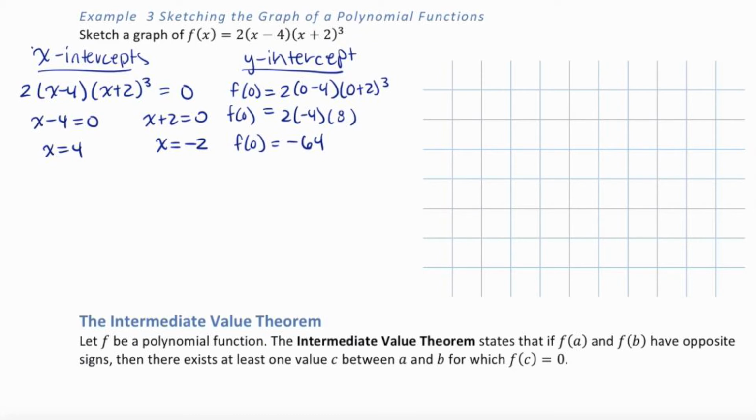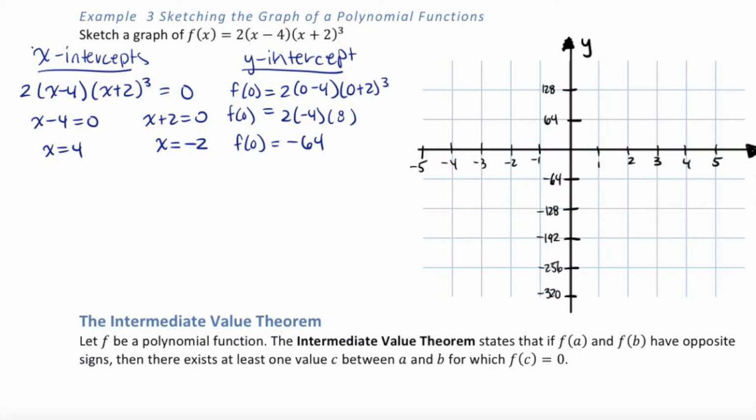So let's start on our sketch. So let's go ahead and sketch out our zeros, or our x-intercepts. This is at (4, 0) and (-2, 0). And our y-intercept is at (0, -64). So these are the 3 points we need to sketch out. Here is (4, 0). Here is (-2, 0). And here we are at negative 64.